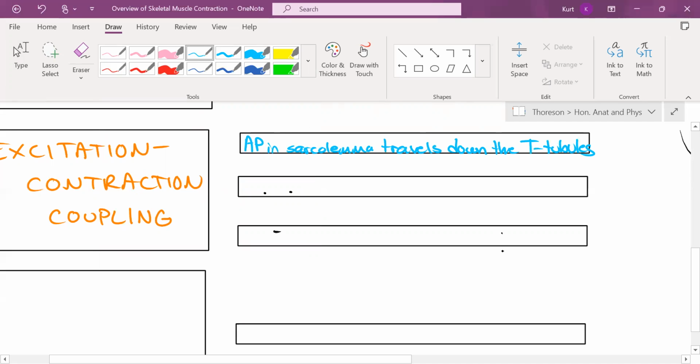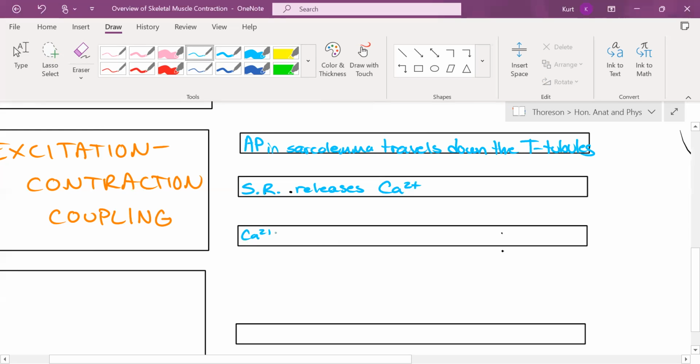Okay. After the action potential in the sarcolemma travels down the T tubules, Noah, Jackie, what happens after that? I'm going to call it SR just to save up some space. The sarcoplasmic reticulum releases calcium ions. Okay, Tyler, Chris, what is the final step of this section?